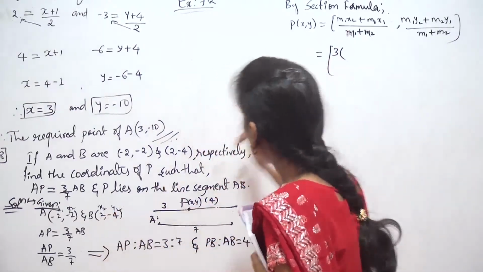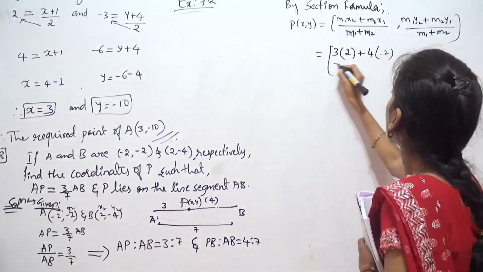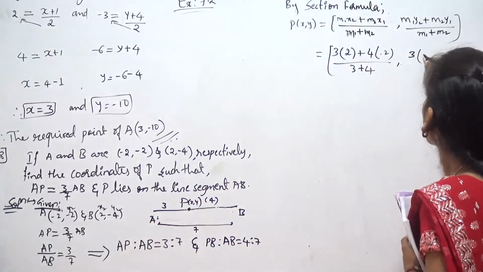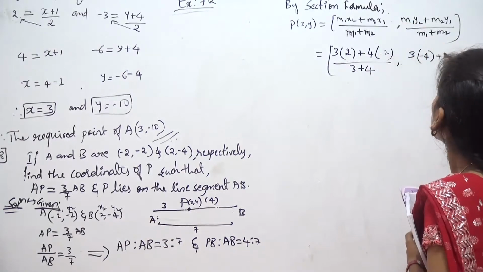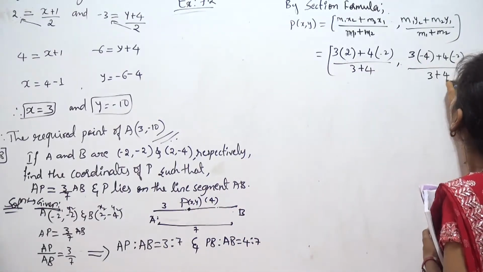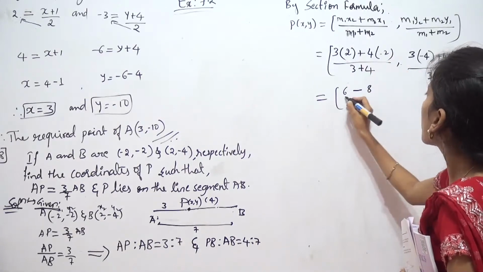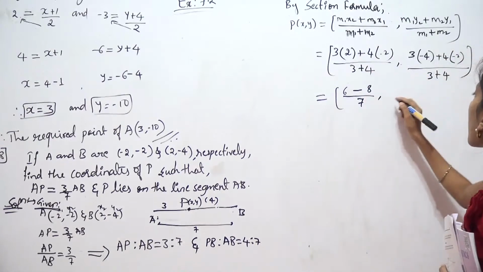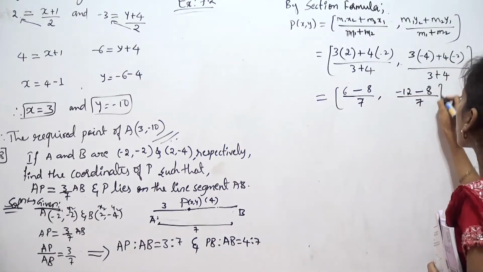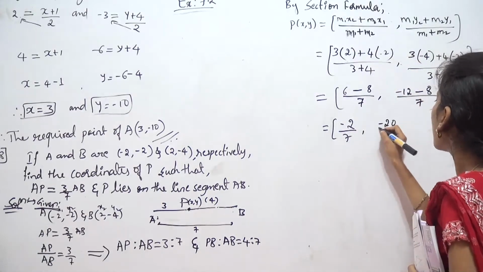m1 into x2, what we have as x2? That is 2, plus m2 is 4 and x1 is minus 2, divided by 3 plus 4. Next, again m1 we have 3, y2 will be minus 4, plus m2 we have 4 and y1 will be minus 2, divided by 3 plus 4. Which is equal to 3 2s are 6, plus 4 into minus 2, that is minus 8, divided by 7. Next, 3 into minus 4 is minus 12, plus 4 into minus 2, minus 8, divided by 7. That is equal to minus 2 by 7 and minus 20 by 7.